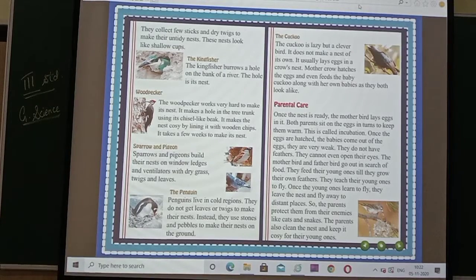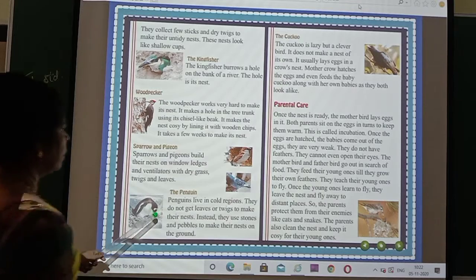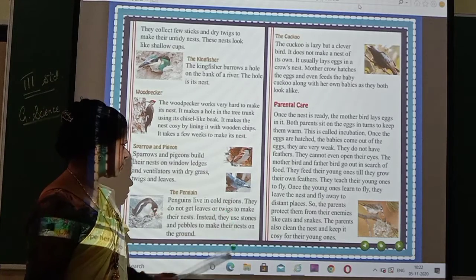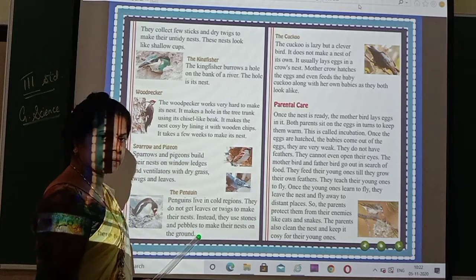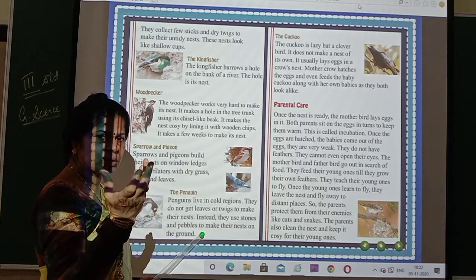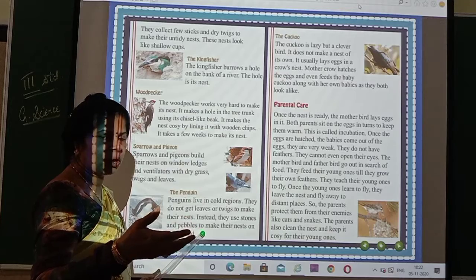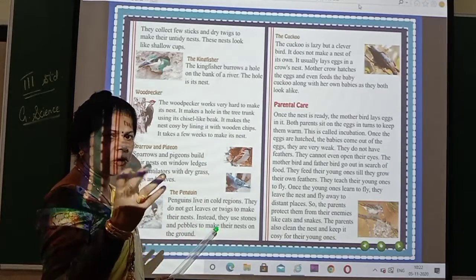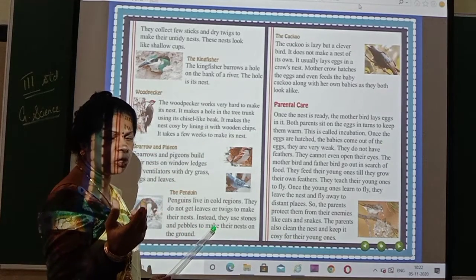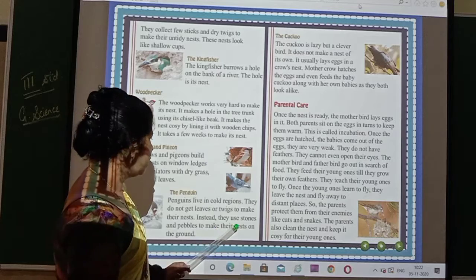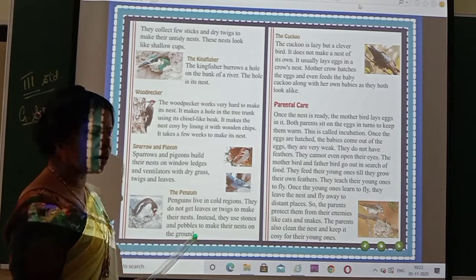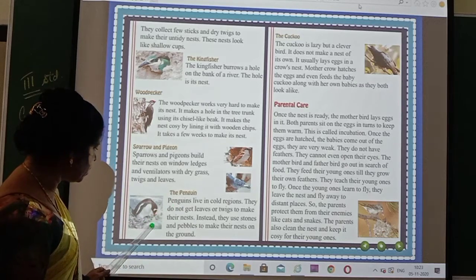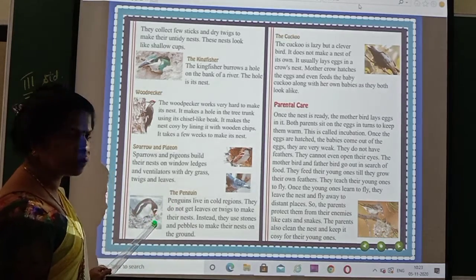So in cold areas what happens? They don't get leaves or twigs. So what do they do? They use stones and pebbles. Pebbles means nice stones you get especially on the beach. On the beach, when you see nice, soft, smooth-surfaced stones, that is called pebbles. So they use pebbles and stones to make their nest on the ground. They make the nest on the ground itself. Can you see that? Okay.